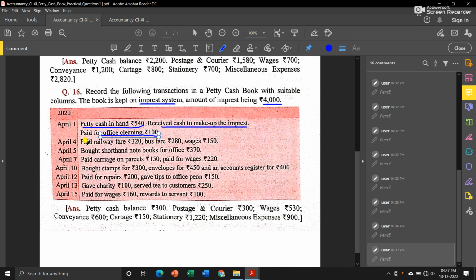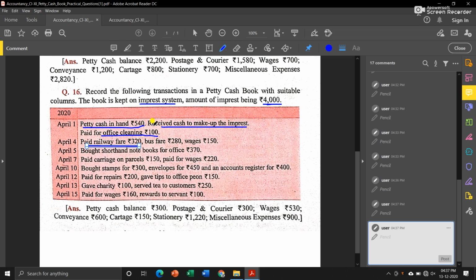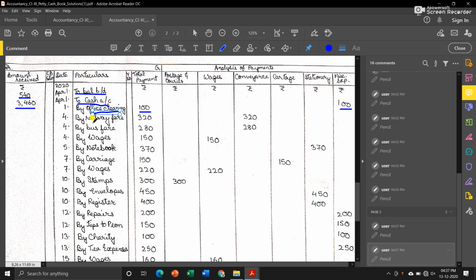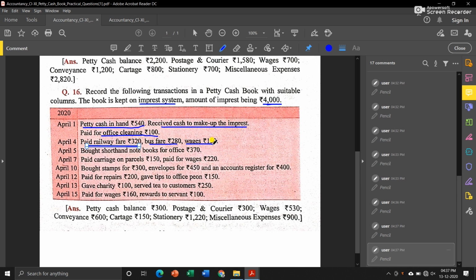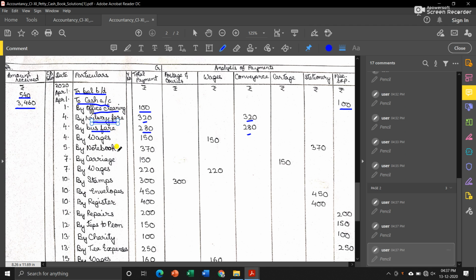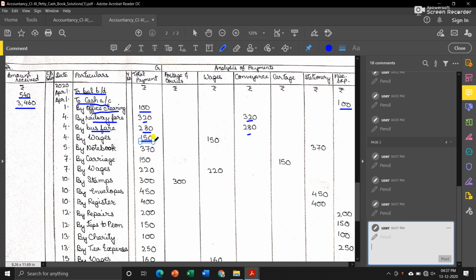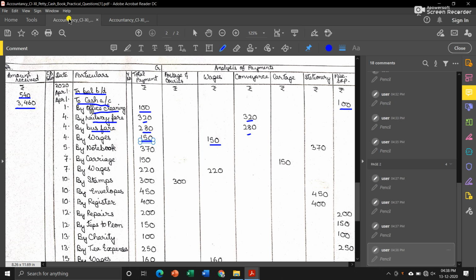Then next we have, on 4th April, paid railway fare, meaning traveling expenses. Also again bus fare 280. So altogether we will write both railway fare 320 and bus fare 280 in the conveyance column. Then next is wages 150. So we will write by wages in the total payment column 150, and in the wages column we will write 150 again.